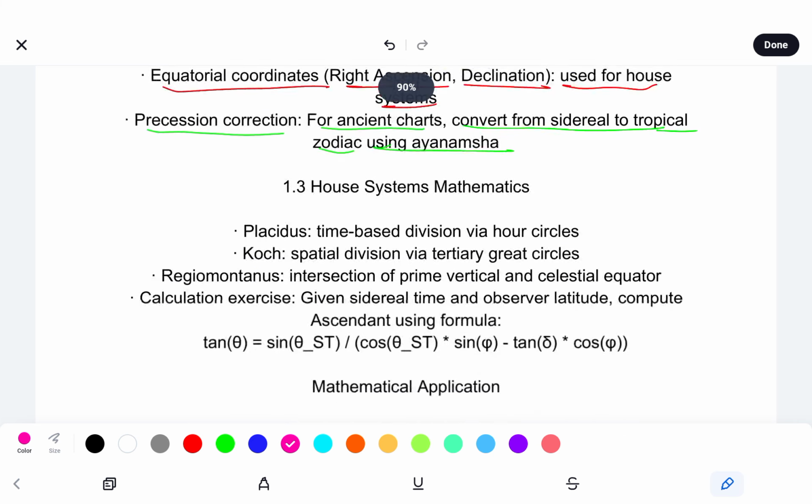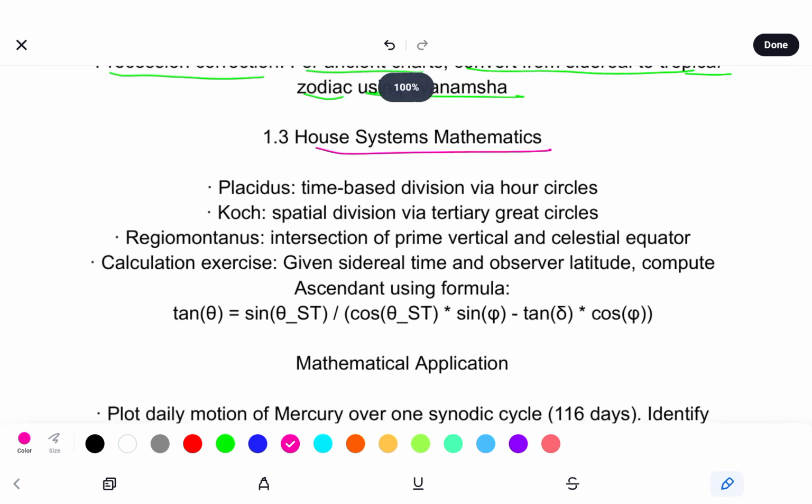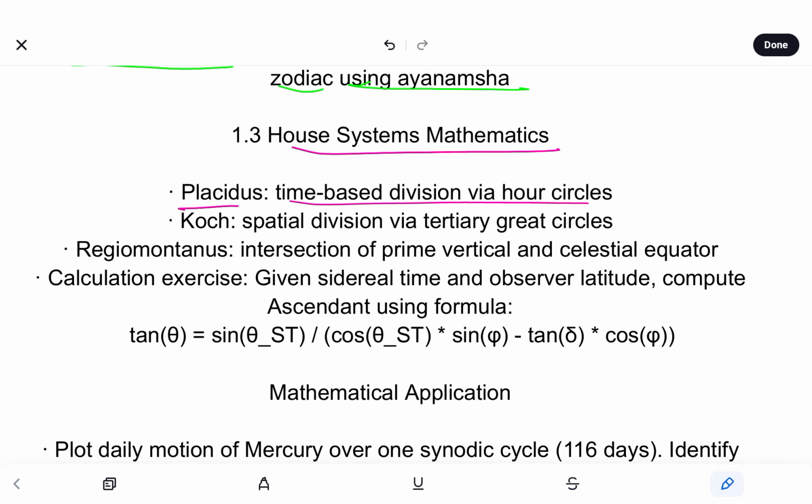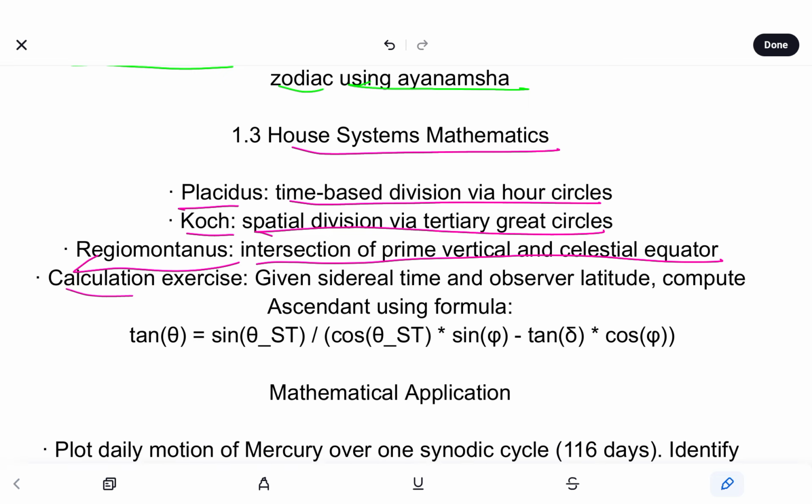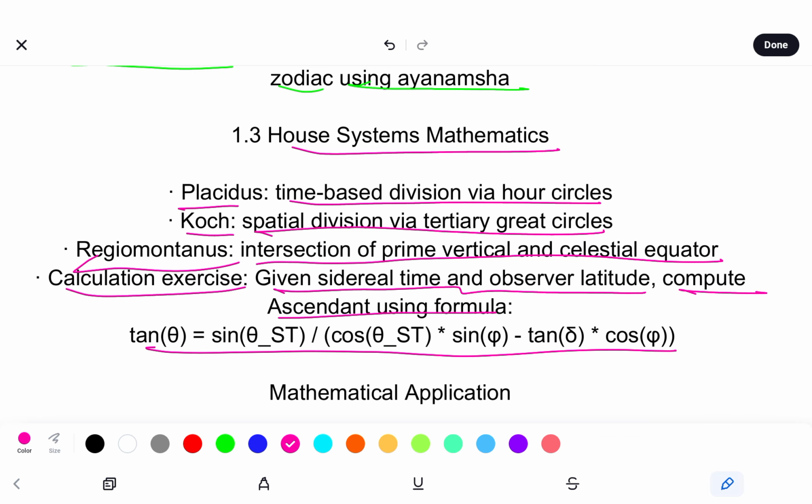Alright? So now we have our house systems mathematics. Placidus is time-based division via hour circles. Cook is spatial division via tertiary great circles. Regiomontanus is the intersection of the prime vertical and celestial equator. Calculation exercise: given sidereal time and observer latitude, compute the ascendant using the correct formula, if you can.